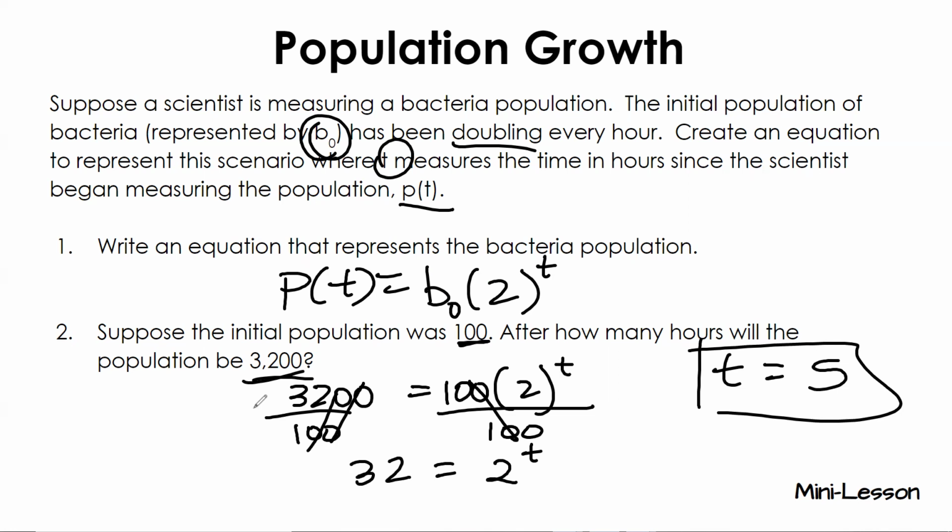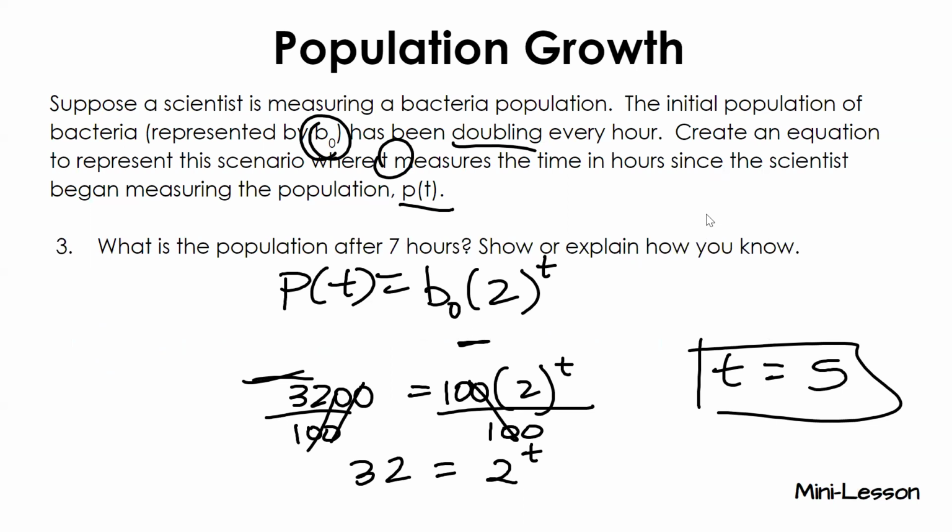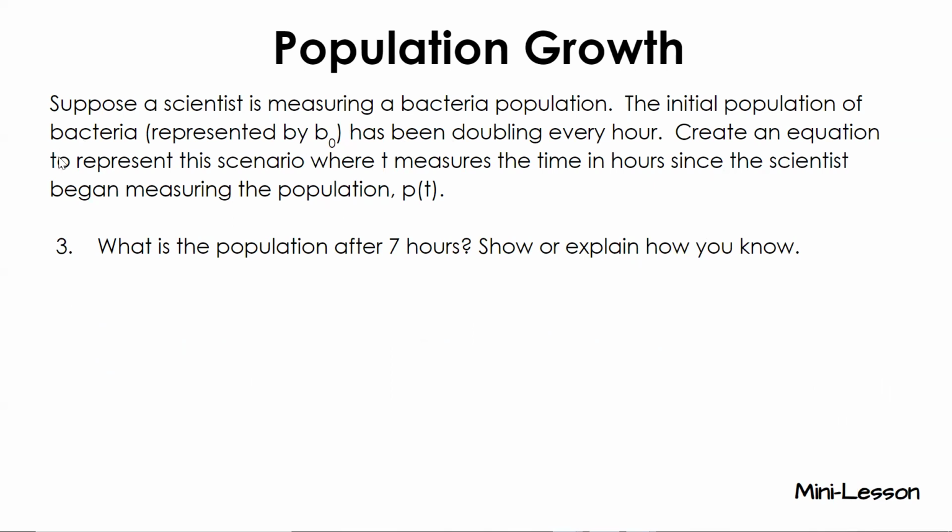Okay. Now, if you have a Desmos graphing calculator, you plug this bad boy into your Desmos graphing calculator, it tells you on the x-axis. Okay, it's going to cross at t equals 5 or x equals 5. If you don't, you got to do it by hand. Okay. So if I ask what was the population after 7 hours, I'm going to take my equation and I'm going to plug in 7. What do you get? All you got to do is type it in your calculator.